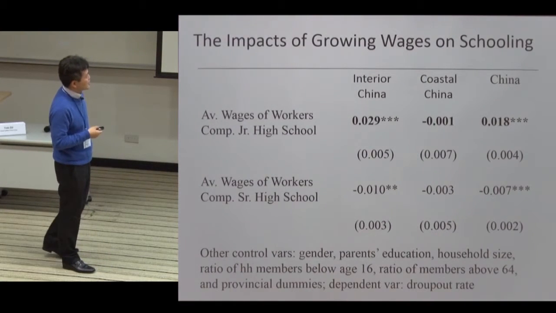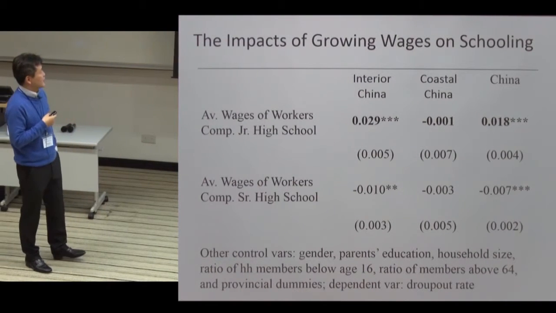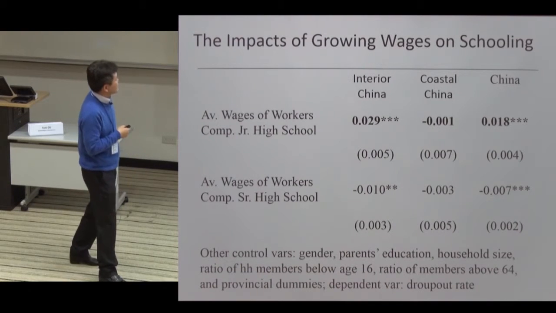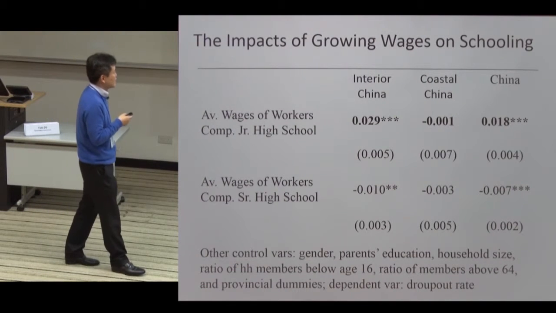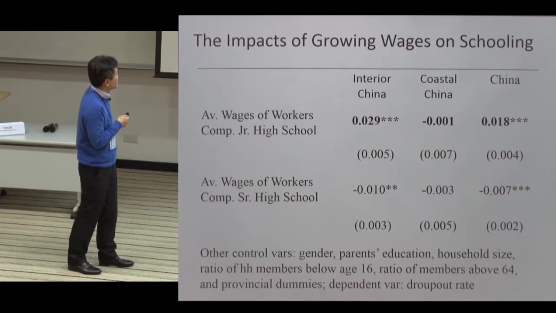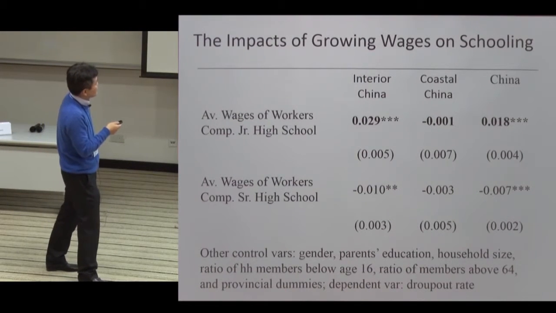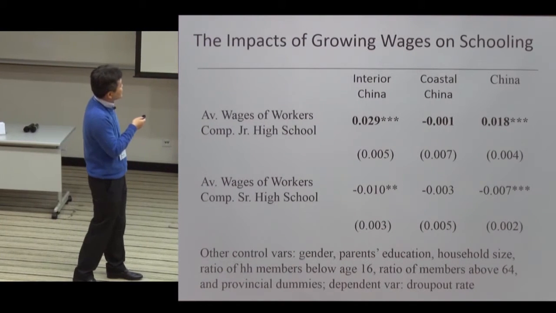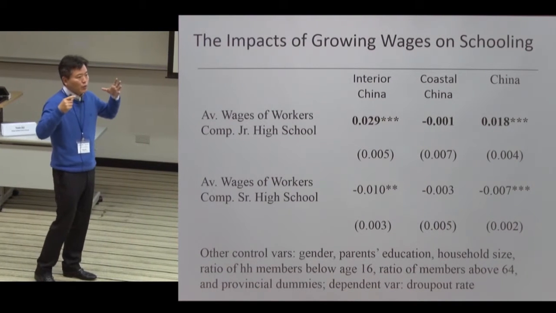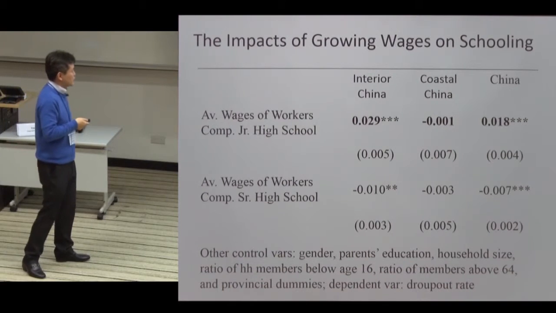And also, we find that because of the significant increase of wages for unskilled workers, there is some extra negative externality for schooling. In this exercise we used the 2005 minimum wage data to look at the average wage of workers in junior high school, 9 years of education, and its impact on the dropout rate in certain regions, like Western China. It's a quite significant impact on the dropout rate, which means if you have high wages for unskilled workers, then you will see a high dropout rate in Western China.